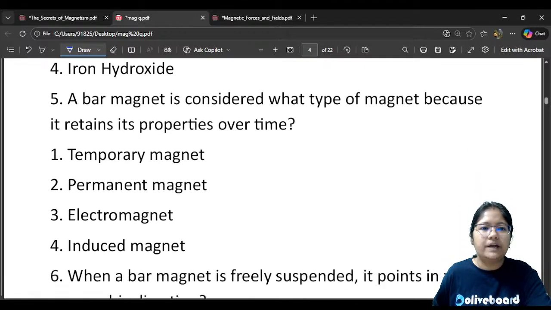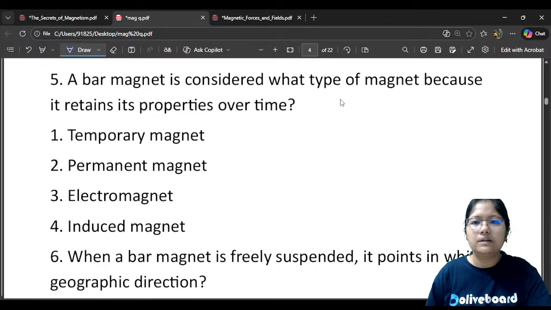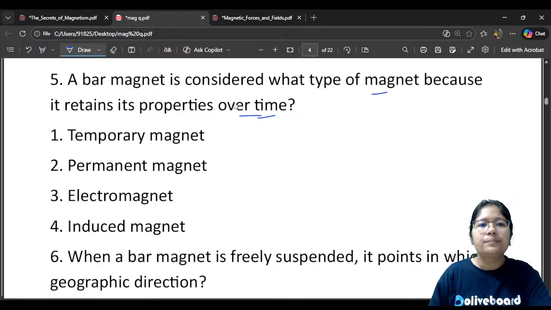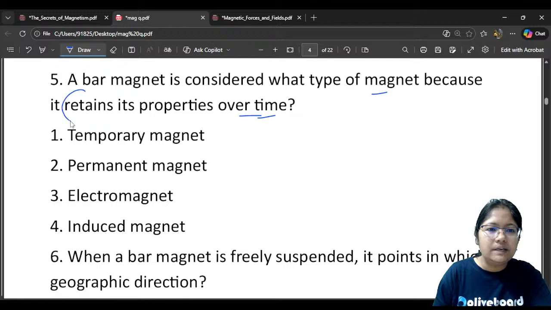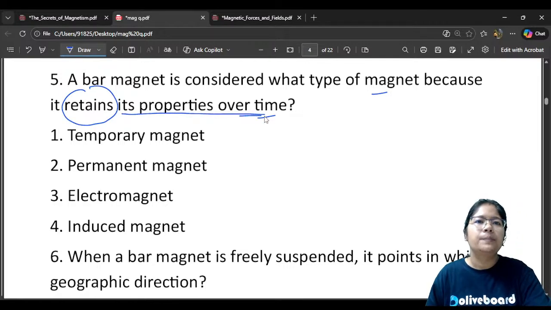Next, question number 5. Please look at question number 5. A bar magnet is considered what type of magnet because it retains its properties over time? So if anybody is retaining its properties over time, what will we call it? Will we call it a temporary magnet if it is retaining? Only one wrong answer.